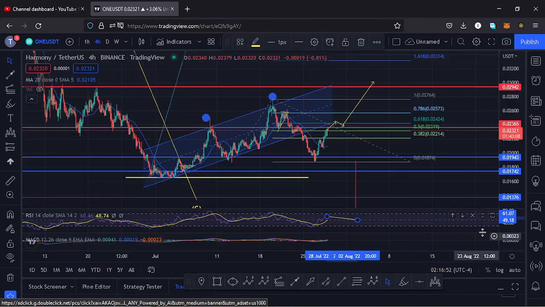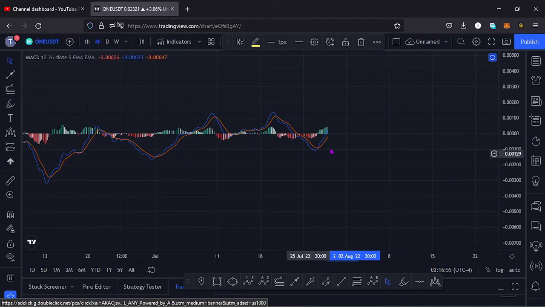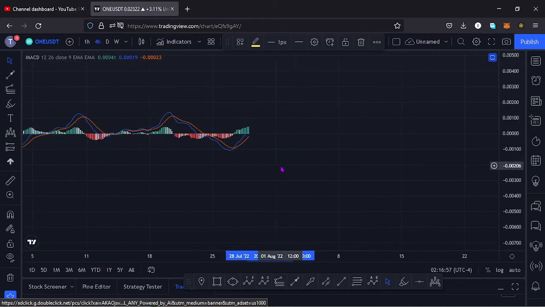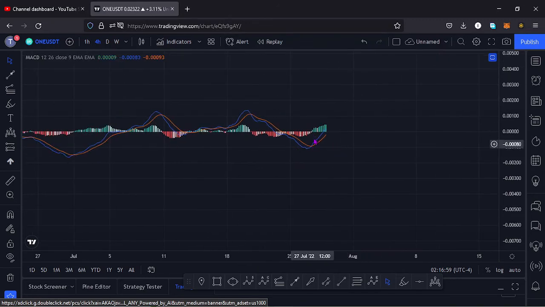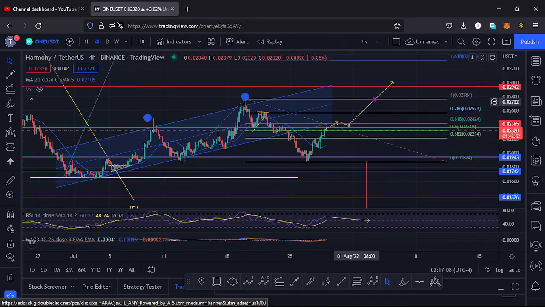If I also take a look at the MACD, on the MACD we printed a bullish crossover here, and we are seeing an increase in volume, and that would mean it's possible that the price of Harmony 1 might continue pushing to the upper side. So let's be patient and see how that plays out, and I'll keep you updated on any movement that plays out.